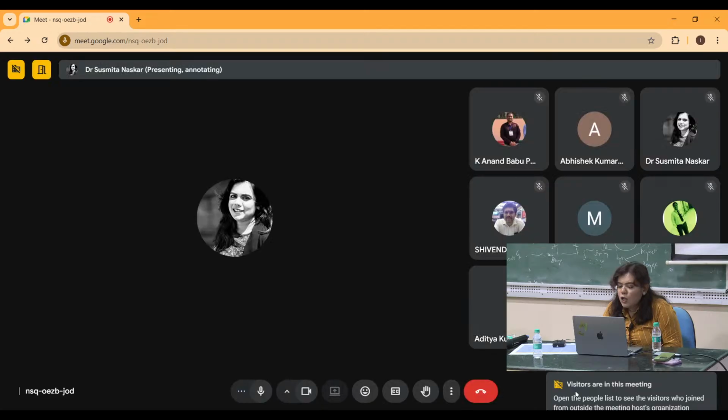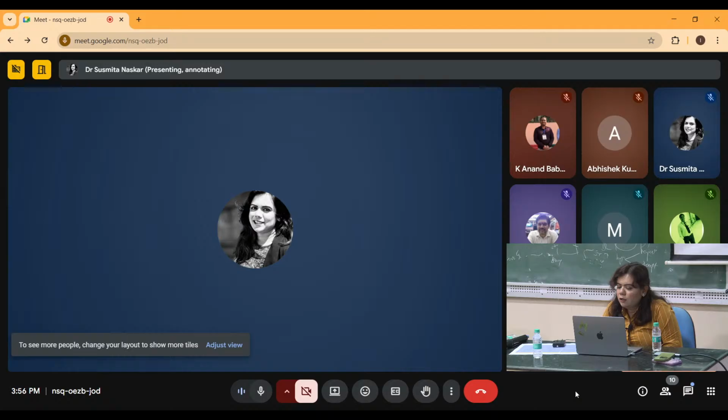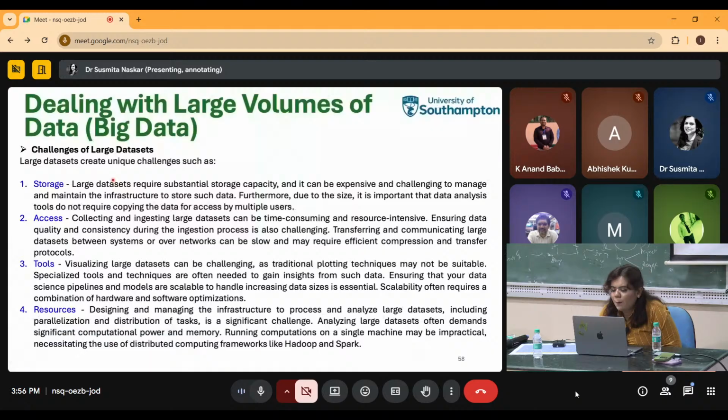So distributed computing frameworks like Spark or Hadoop are used to parallelize or distribute the tasks together. Or sometimes HPC, that's also another resource. So you need resources to take care of big data. Just using one laptop or one computing system will not help you to analyze the data.